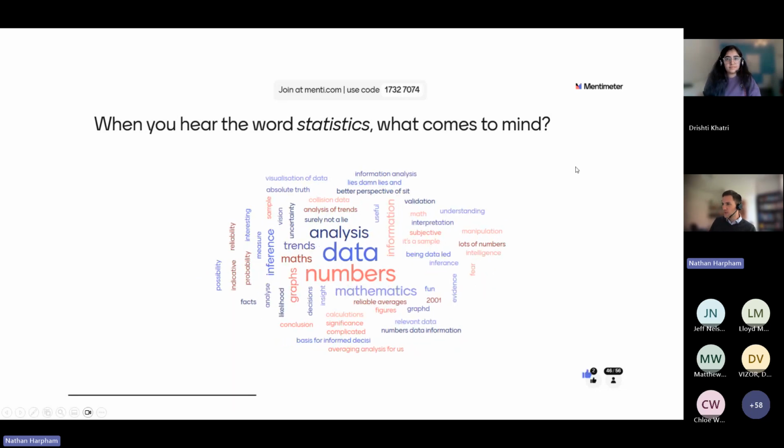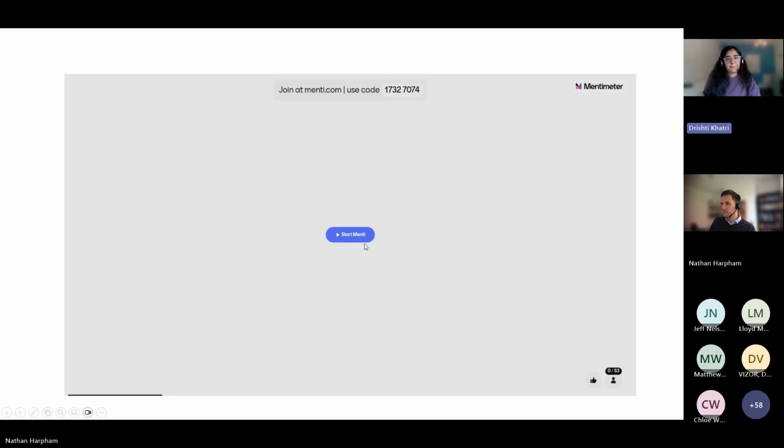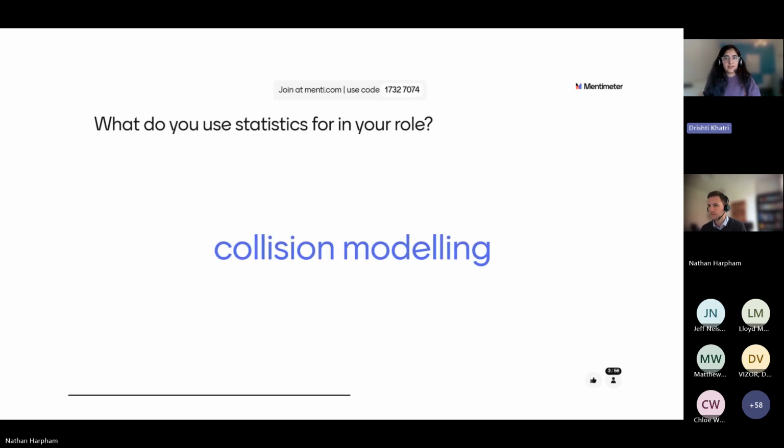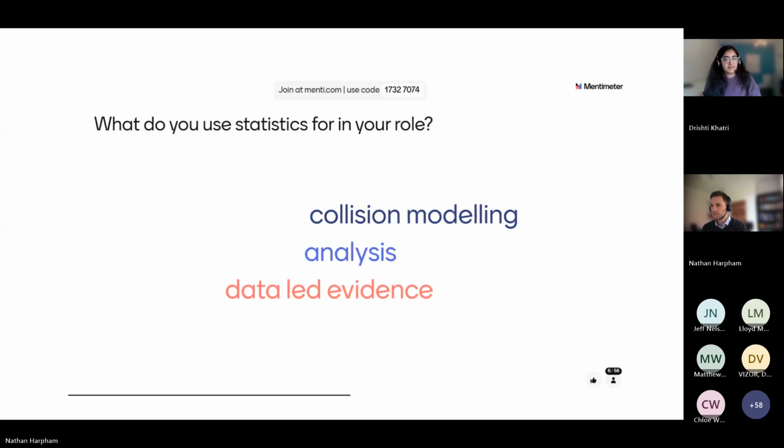Okay, should we move on to the next one? Yep. So we've covered what statistics means to us, but what do we use statistics for in our individual roles? It'd be good to get some responses coming in for that. And hopefully the slide has changed on your Mentimeter as well. Okay, I can see some thumbs up coming in.